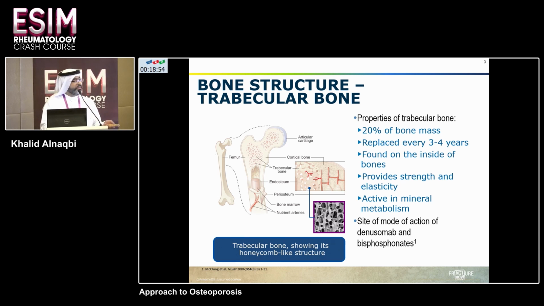Okay, so we have the cortical bone, the beginning of it, and then we have the trabecular inside. So the properties of trabecular bone will be 20% of bone mass, replaced every 3 to 4 years, found on the inside of the bones, and provides strength and elasticity. This is the site of mode of action of certain drugs like bisphosphonates, the most commonly used drugs, and also denosumab. Just a reminder to you. So trabecular bone showing its honeycomb-like structure.